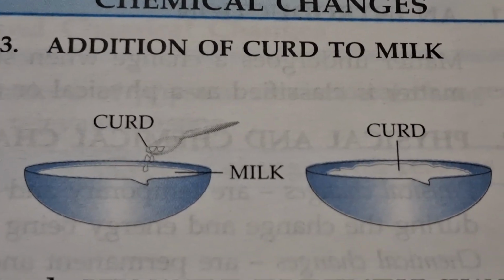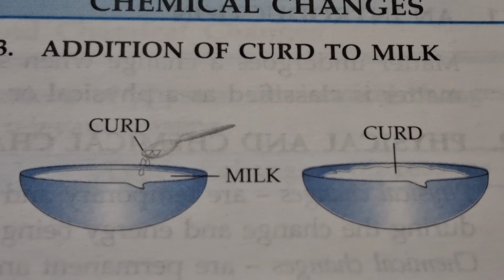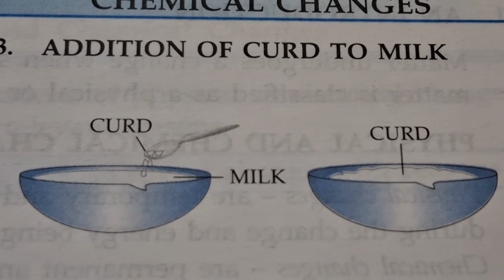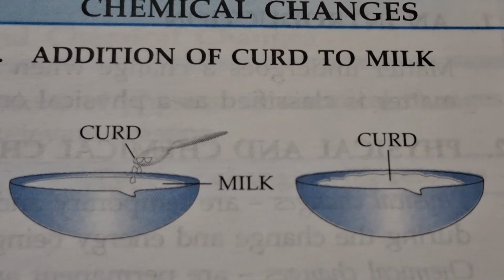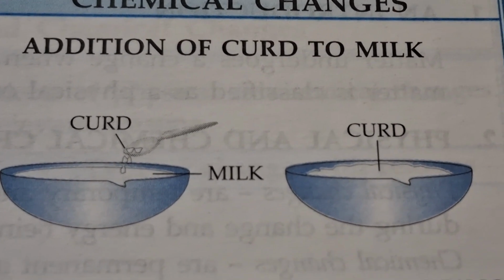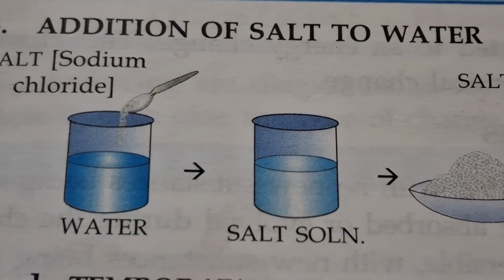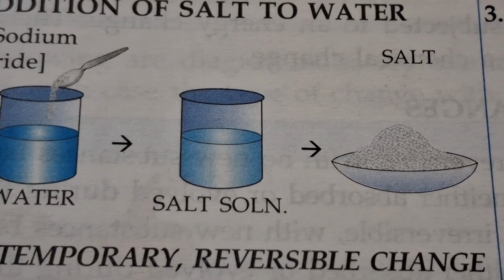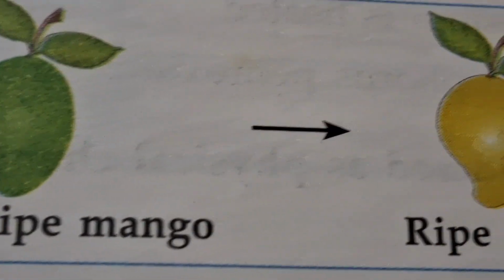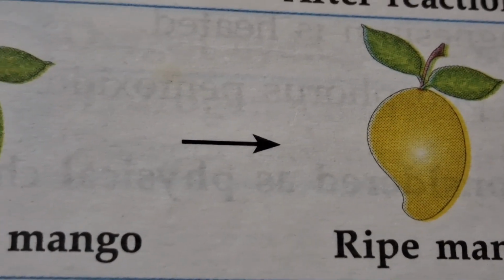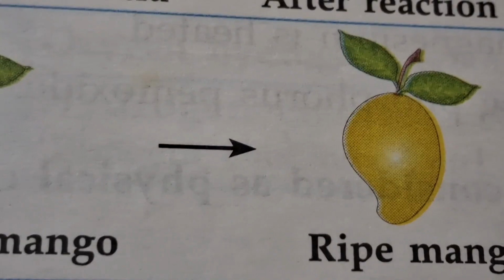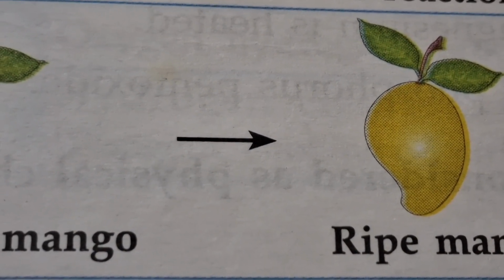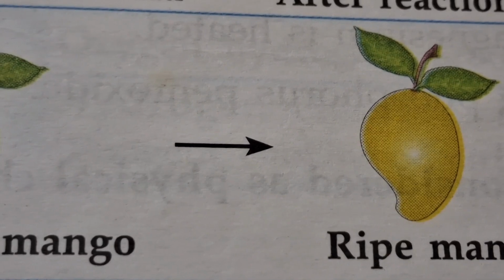In chemical change, milk changing to curd. On curdling, milk changes to curd, and it cannot be reversed; a new substance is formed. Dissolving salt in water is a physical change. It's a temporary reversible change. Unripe mango changing to a ripe mango is a chemical change because a new substance with a different taste is obtained. So it is a chemical change.